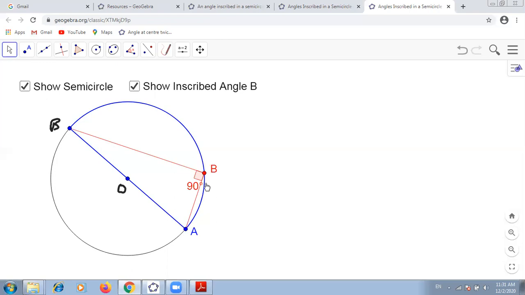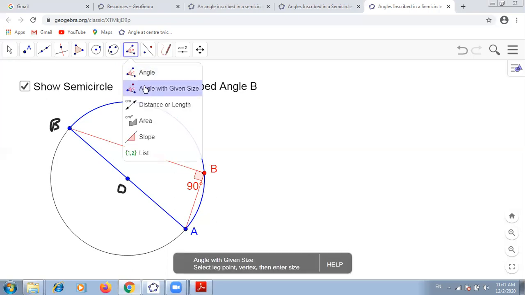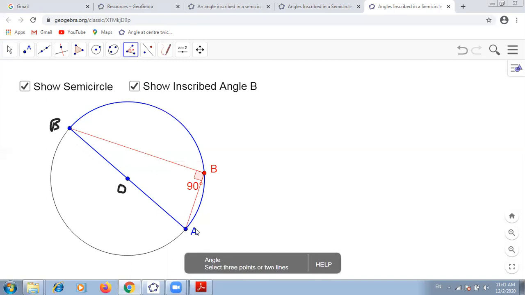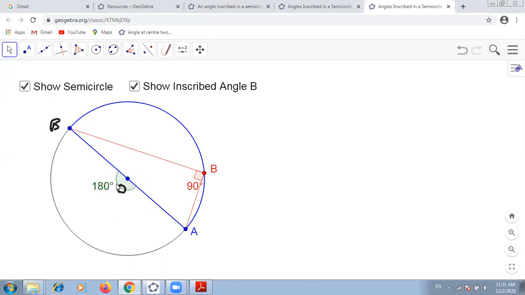Why is it a right angle? Because if we measure angle BOA, you will see that it is a 180-degree angle. So we are utilizing the first theorem: the center angle is double the circumference angle. The circumference angle is half of the center angle of 180 degrees. This center angle is 180 degrees, and this angle should be half of it. So basically, it's an application of the first theorem.